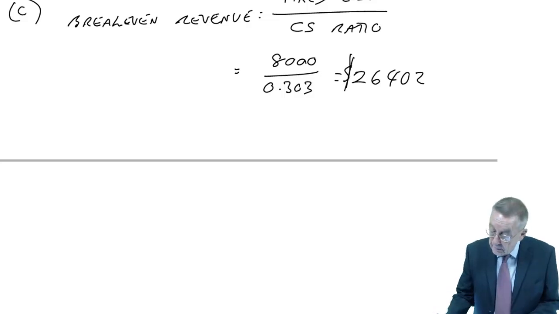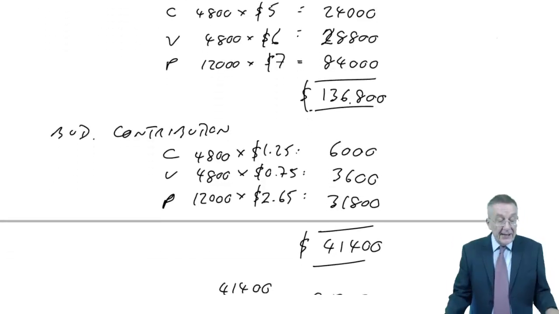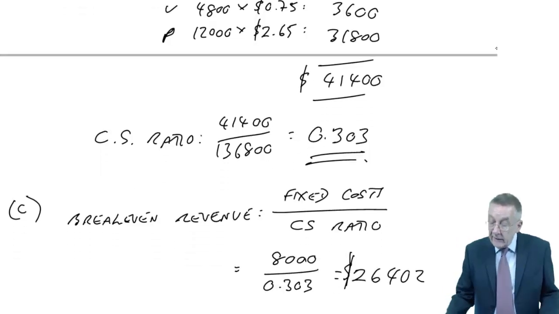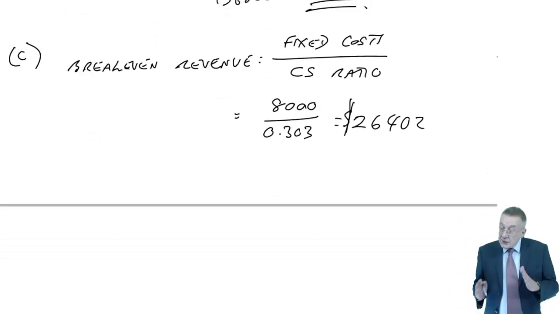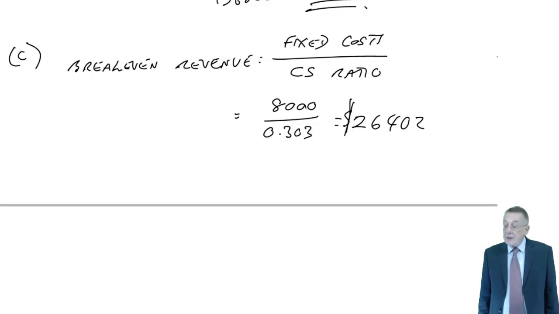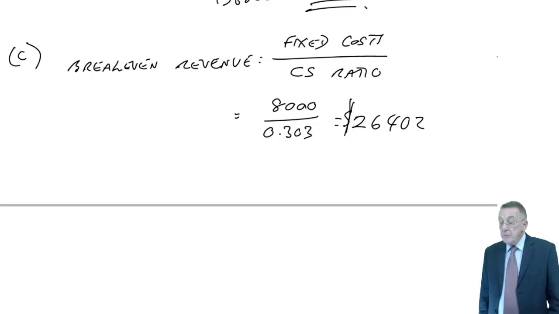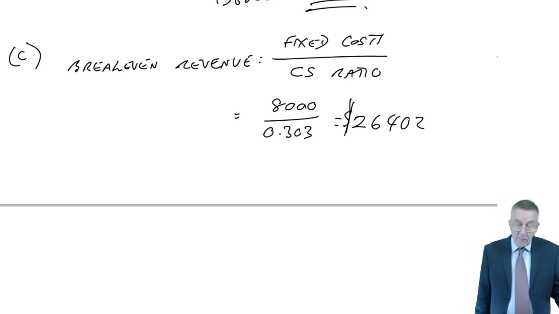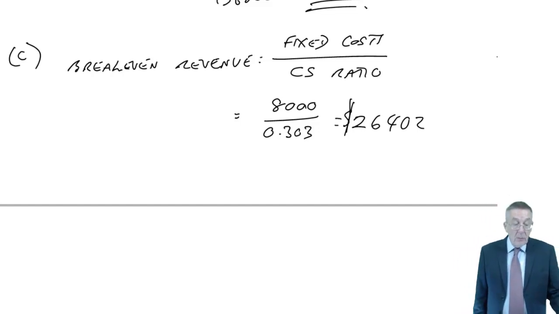At the moment, of course, we're budgeting on a lot more revenue, 136,800. But even if we sell less and get less revenue, we'll still be making a profit, provided the total revenue doesn't fall below 26,400. So far, I hope so good.